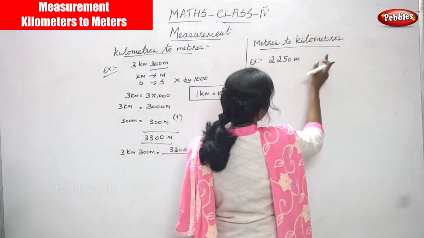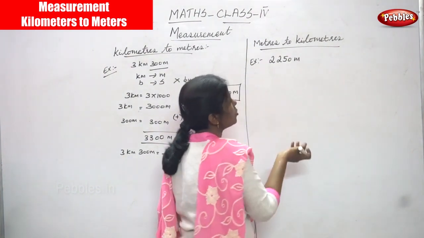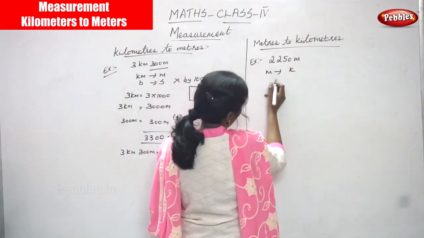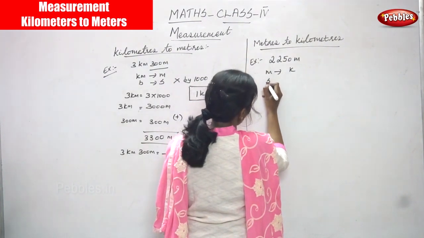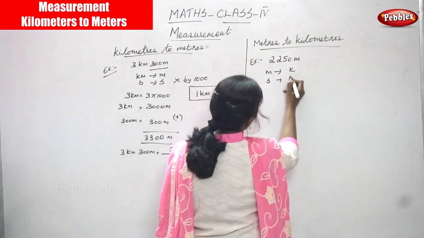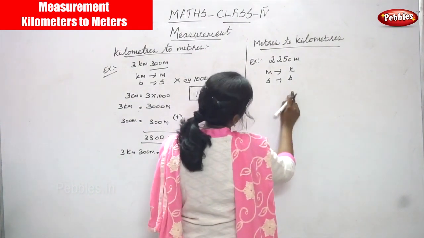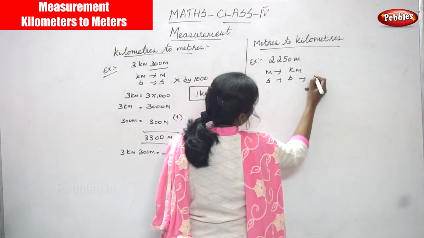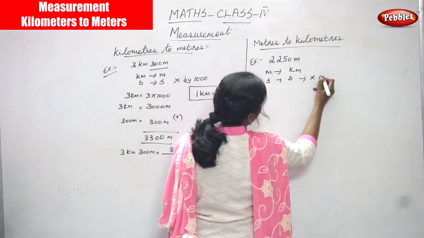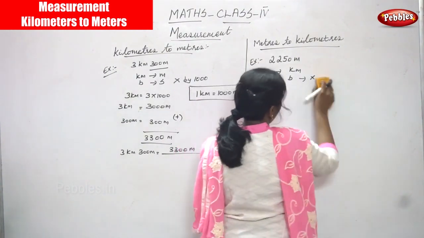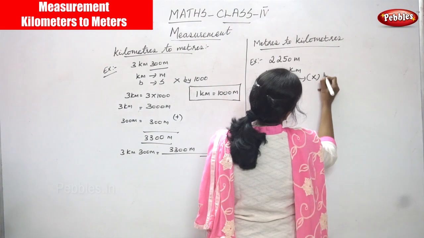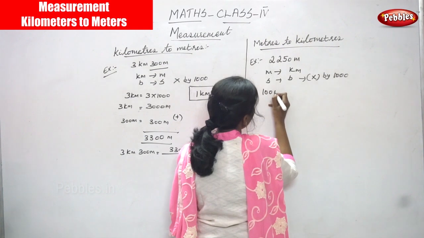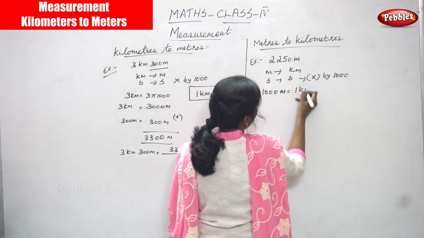Next sum, meters to kilometer. It is also about converting meters to kilometer. So for meter to kilometer, which unit is which? Meter is a smaller unit and kilometer is a bigger unit. Smaller to bigger. Already you know that 1000 meter is equal to 1 kilometer.